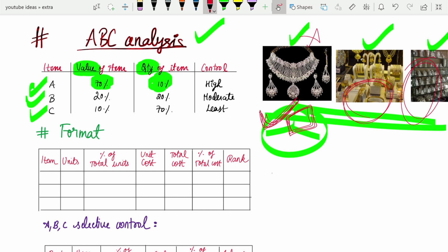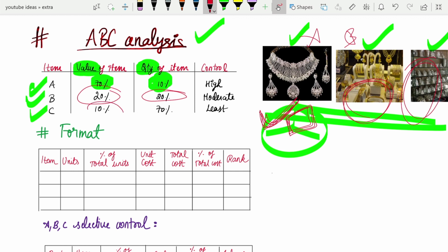Whereas for item B, the value will be 20% and the quantity will also be 20%. So this is a moderate item. Gold jewelry can be put into that category, where the value is 20% of the whole and the quantity is only 20% of the total quantity, including diamond, gold and silver.